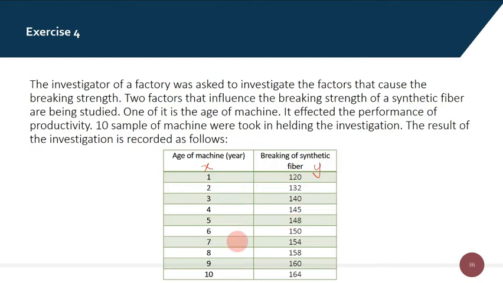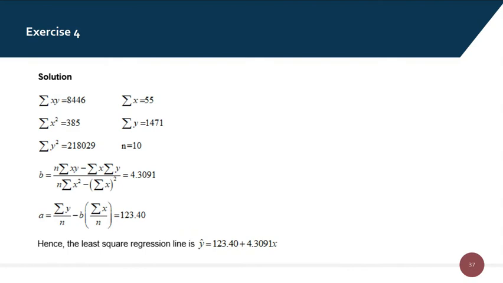Okay, so you calculate all the necessary working, and find the value of summation of x, y, and so on. Substitute in the formula for b and a. So you get this least square regression line. Okay, so again, you can see that from this equation, the slope is positive. So from here, we can say that the equation has a direct relationship between x and y, or you can say that it has a direct relationship between age of machine and breaking strength of a synthetic fiber.